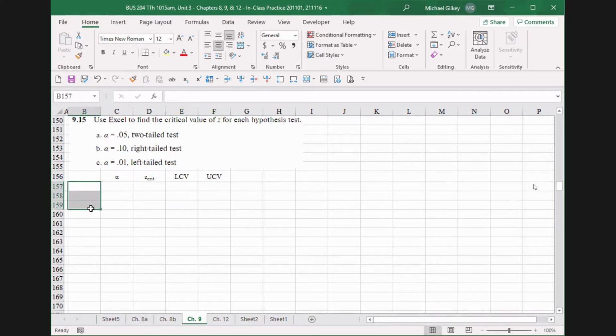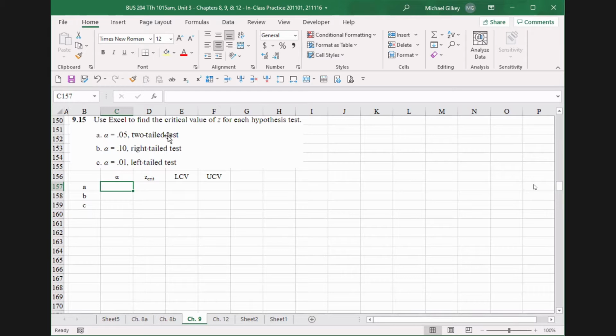And we have 3 tests here. Okay. So question 1, how do we do this? Use the inverse function. Yeah, well, let's think about this for a minute. I've got my alpha, so I'm going to use the inverse function, and this is a 2-tailed test.